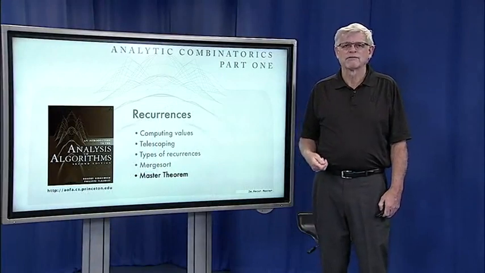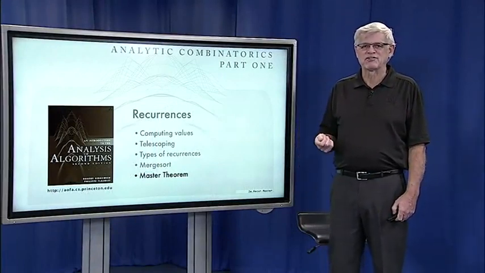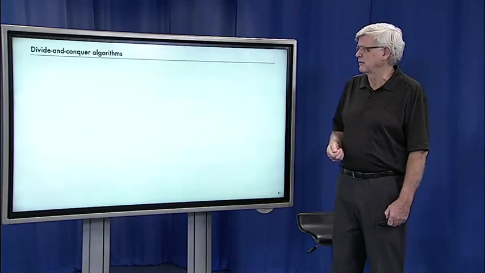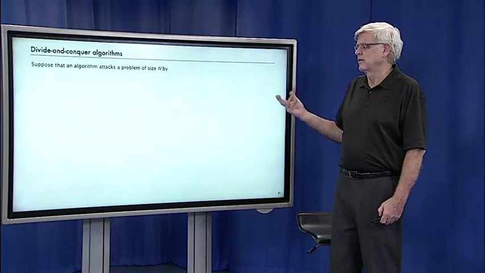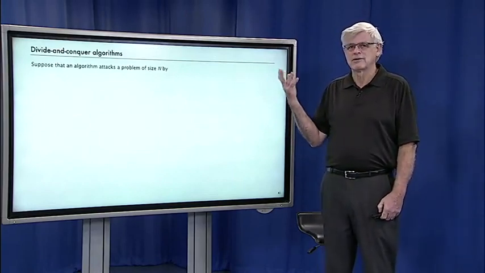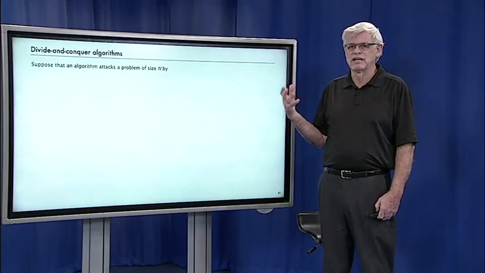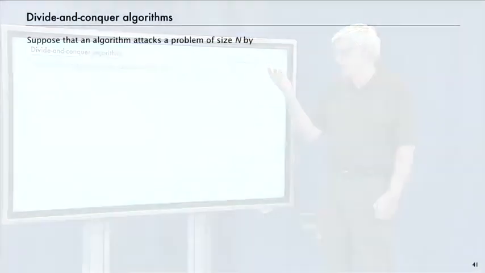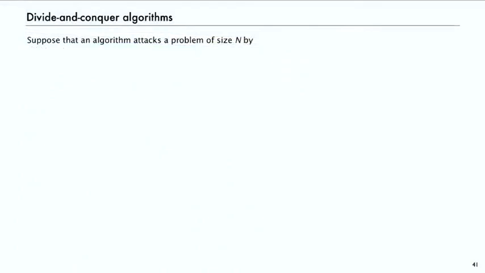Next, to finish off our study of recurrence relations, we'll talk about the Master Theorem for divide and conquer recurrences. And this is very important in the theory of algorithms. And it's all about divide and conquer algorithms. So many algorithms gain their efficiency by attacking a problem of size n with the following steps.